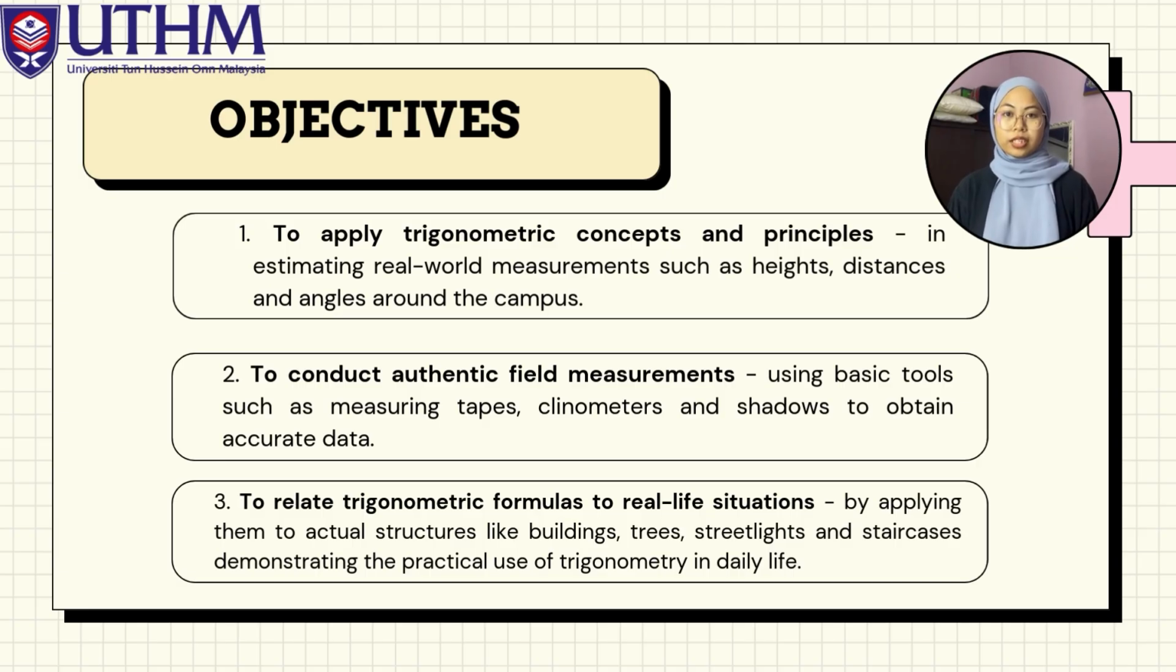Our third objective is to relate trigonometry formulas to real-life situations. We apply these formulas to actual structures such as buildings, trees, straight lines, and staircases. This helps us to understand how trigonometry is used in everyday life. So overall, these three objectives show how trigonometry can be applied in both theory and real-world situations.